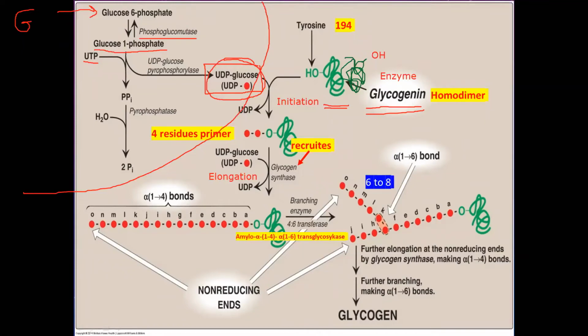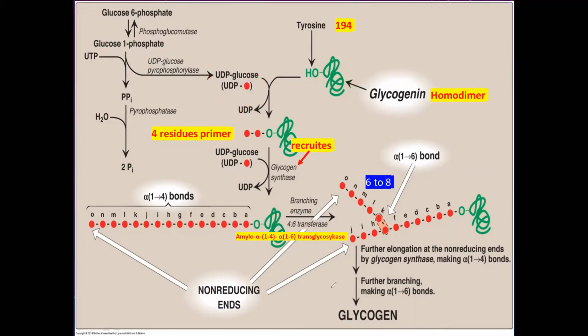Let's fix this here. Okay, later on we will get the final form of the glycogen by further elongation and further branching. So the branching and elongation enzymes take action alternately, one after the other, elongation and branching of the glycogen. Any questions so far?